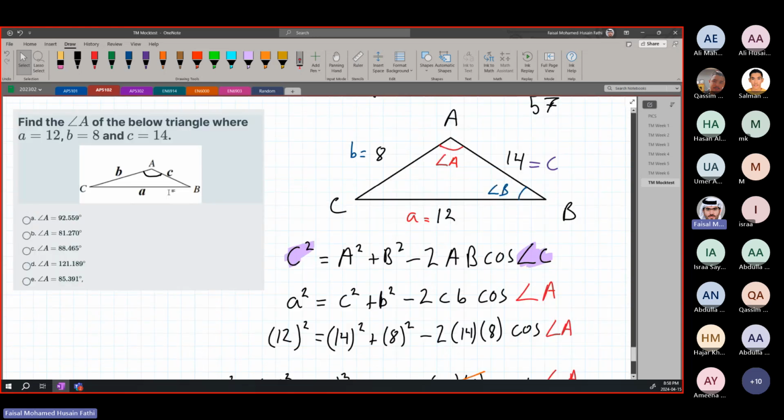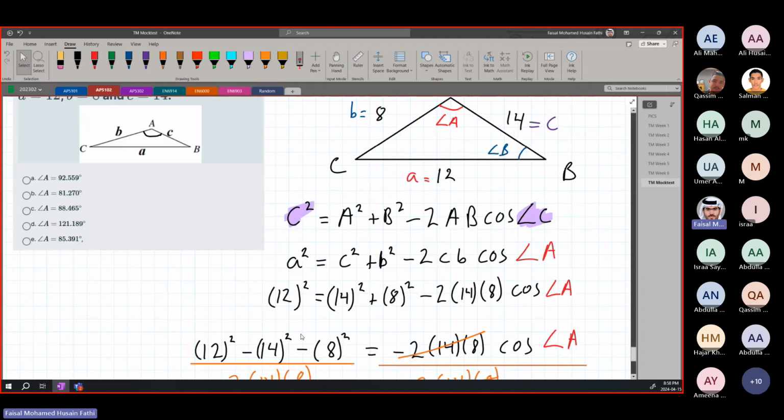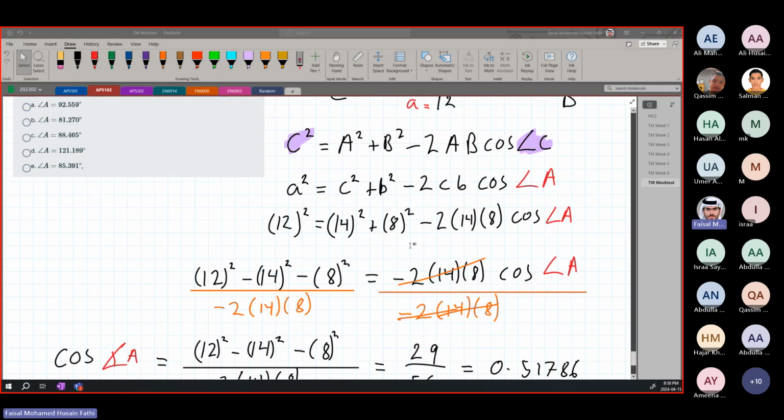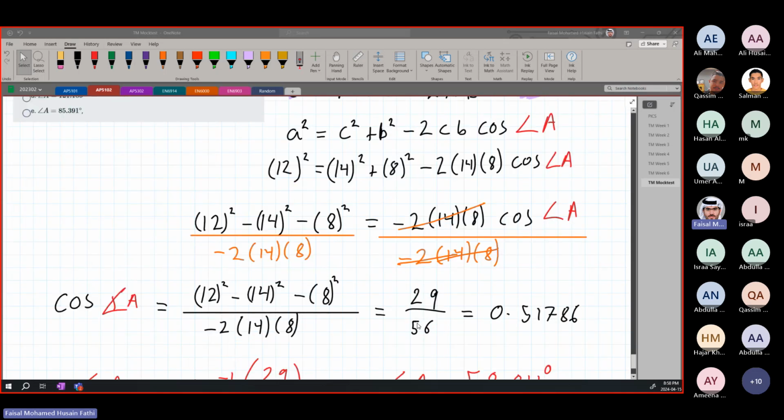Let me make sure I'm doing everything correctly. Did I put my A, B, and C correctly? Yes, we're trying to find angle A. Okay, 12 squared is equal to 14 squared plus 8 squared minus 2 times 14. Yep, that is correct. My substitutions are correct. Let me just check again: 12 squared minus 14 squared minus 8 squared, divided by minus 2 into 14 into 8. Yep, it's 29 over 56.